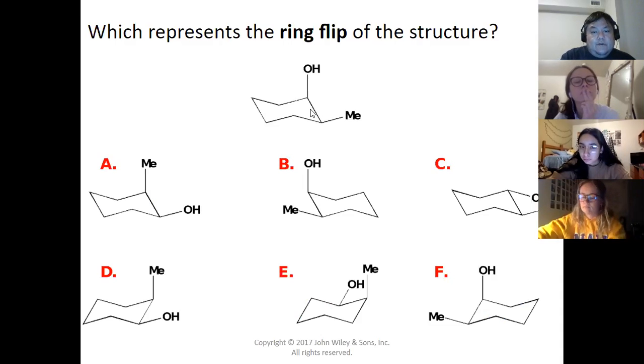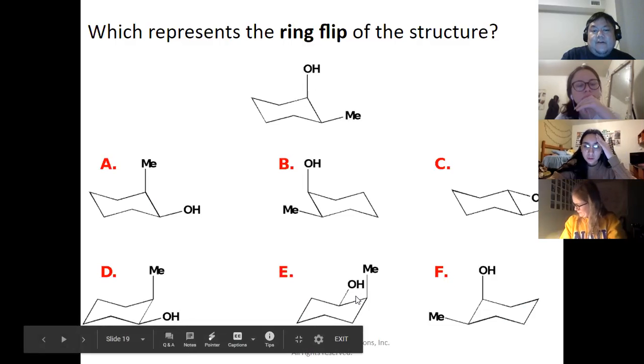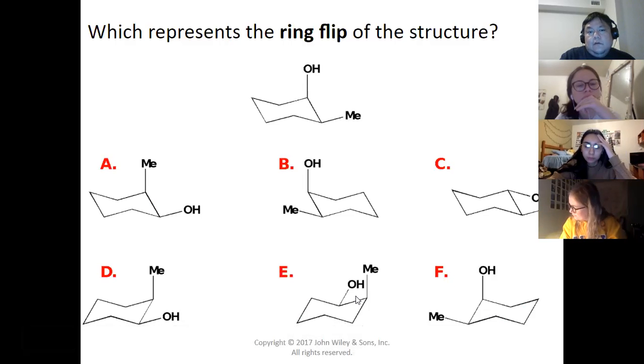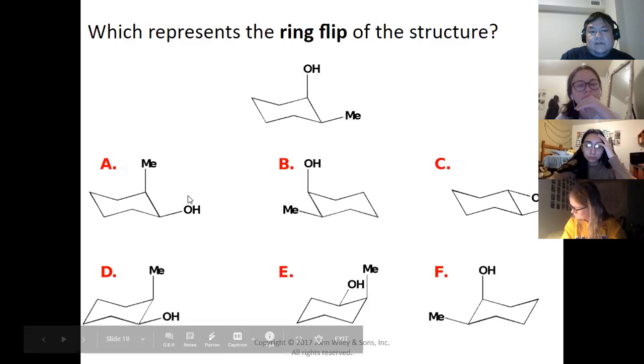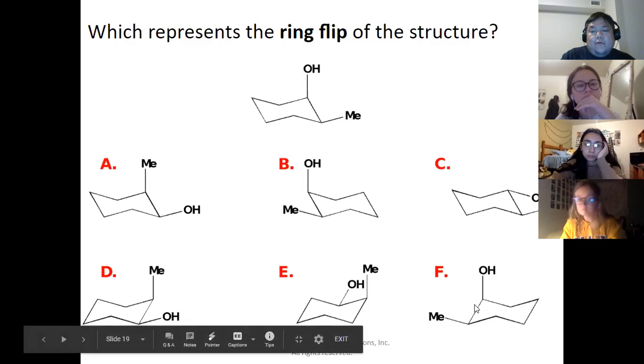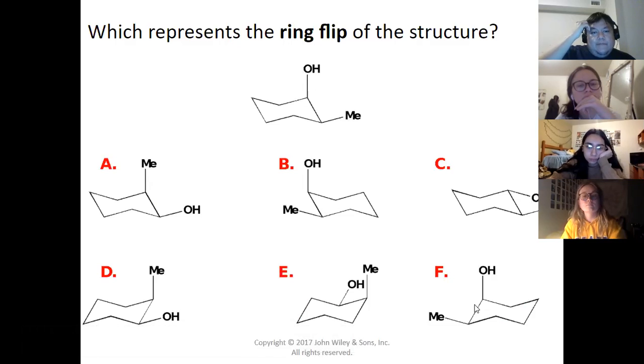So let's take a look. We are axial up. So when you do a ring flip, which directionality should this be going now? Still up, or does it go down? It still should be going up, but it's axial, so it's going to become equatorial, right? This methyl is equatorial up, so it should become axial, and E is going to be our correct answer, right? If you look at B, B is incorrect. These all flip the way that they're structured. So our answer is going to be E. Make sense?